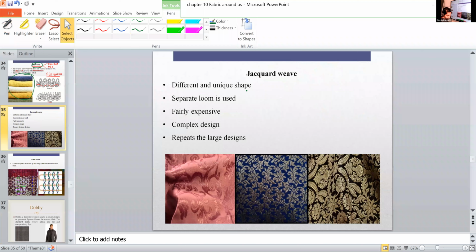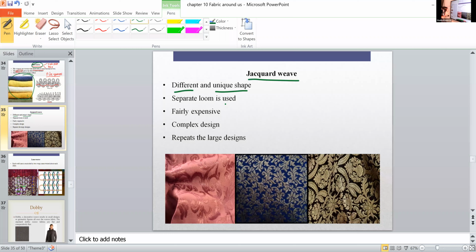That is jacquard weaves. This is the most complicated weave. Okay, the jacquard weave is the most complicated weave. That's why we use a separate loom or a separate device for weaving the jacquard weave. So we use a separate loom for weaving and it is very expensive. The jacquard weaves are very expensive compared to the other weaves.